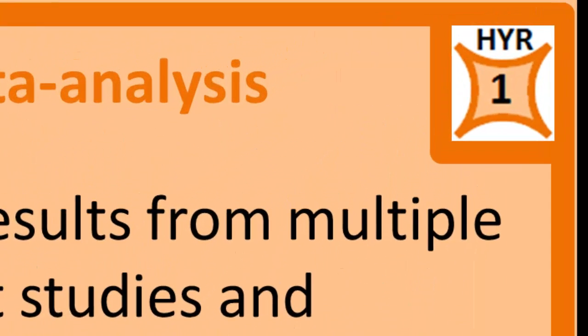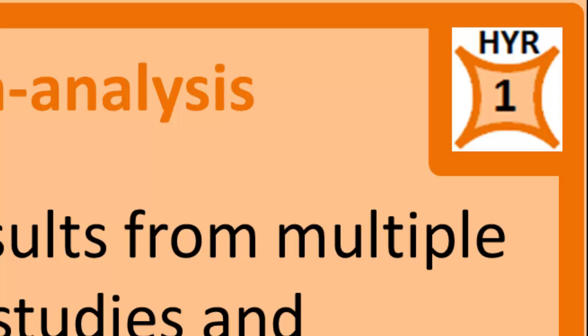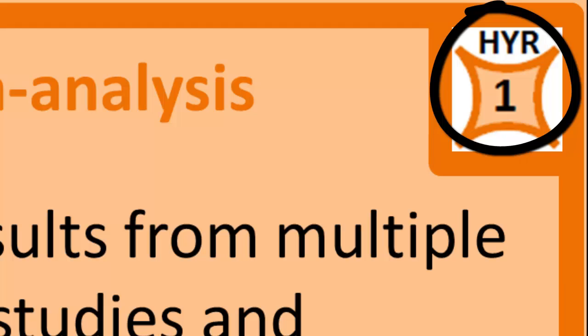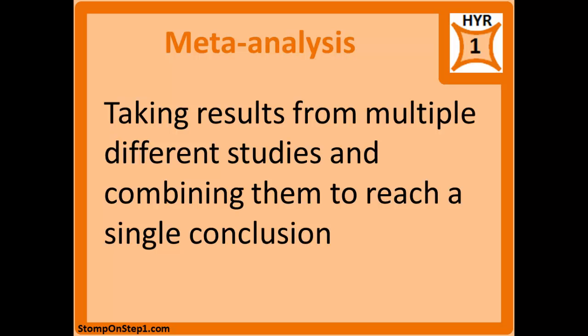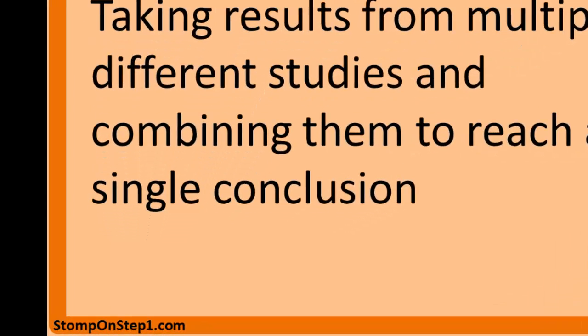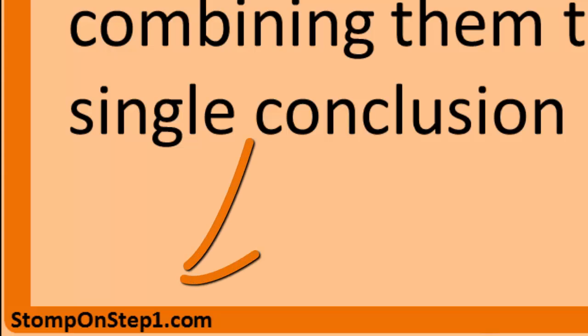See here in the top right corner that I give meta-analysis a high yield rating of 1. For those of you who don't know what that is, it is a rating scale from 1 to 10 that gives you a rough estimate for how important each topic is for Step 1. And if you'd like to learn more about that rating system, please visit my website.